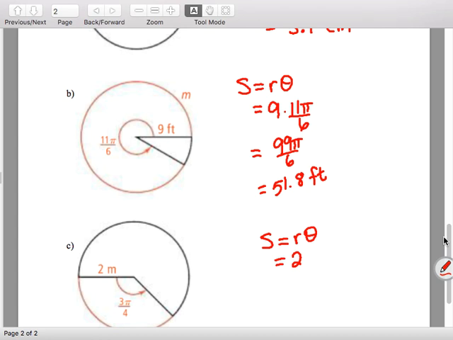On this one, we are looking for the W, right? You see this one? That is with the 3 pi over 4. All right, on the last one, I got 4.7 meters.